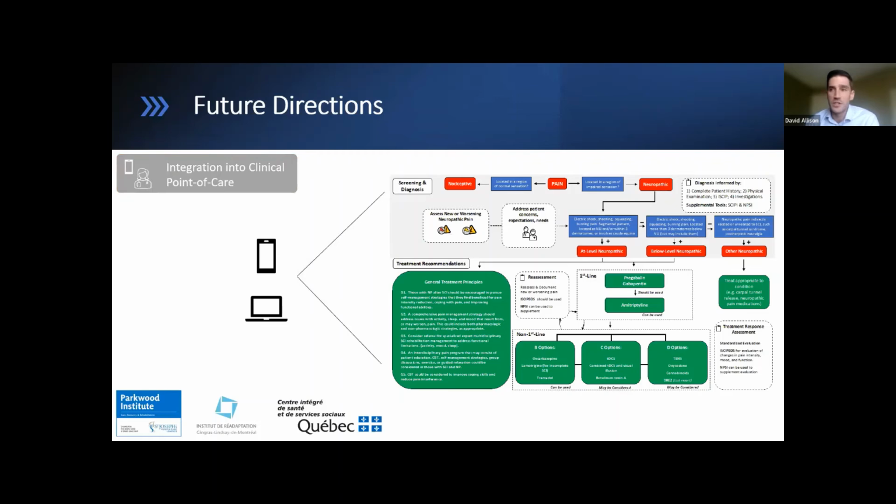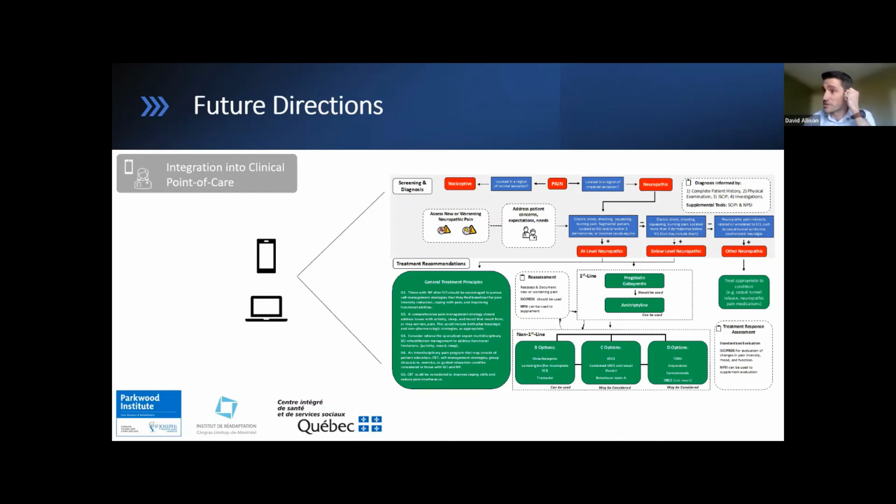And then the final thing that I'll touch on today is just our plans to try to actually integrate this into clinical care. So right now we are working on taking these guidelines. We've created an algorithm for the screening and diagnosis and treatment recommendations, and we're developing mobile and web applications. This will allow healthcare professionals to use these apps to help diagnose pain, so what type of pain it is, whether it's nociceptive or neuropathic, as well as specific types of neuropathic pain.